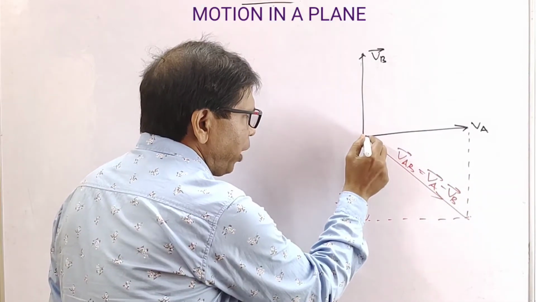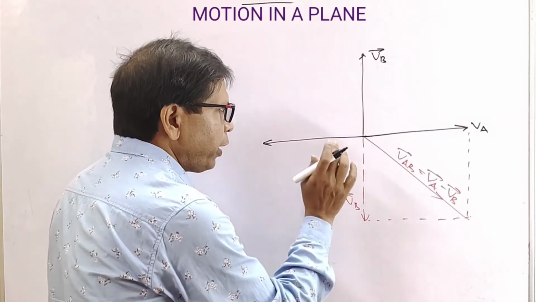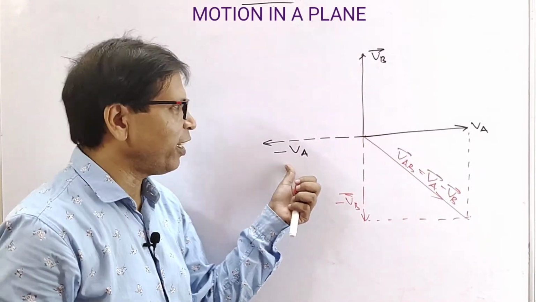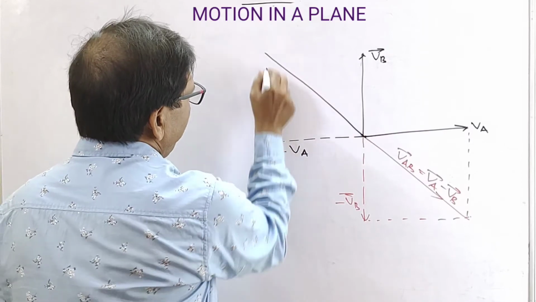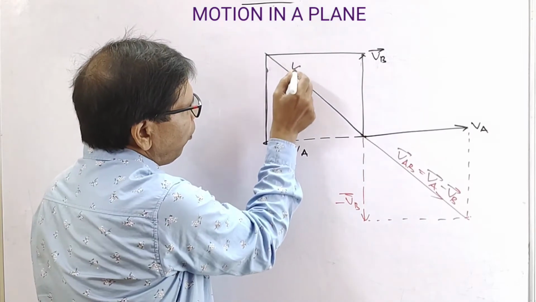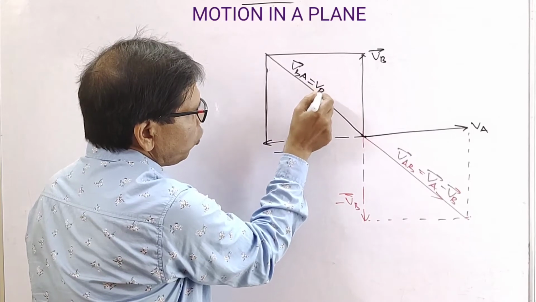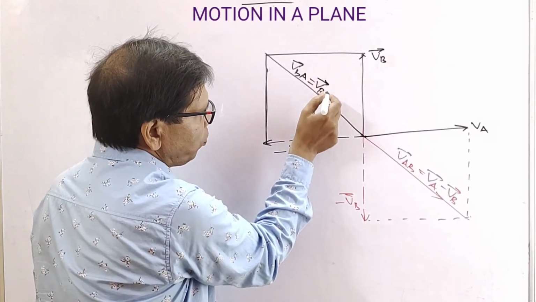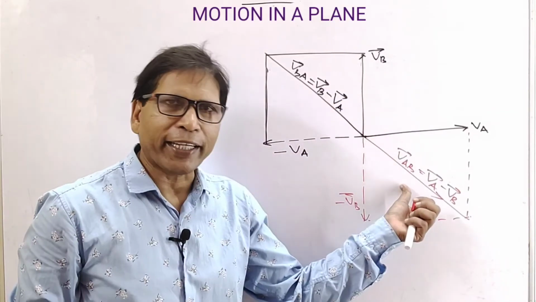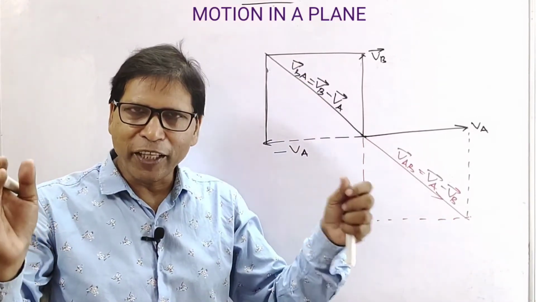Okay. Now the relative velocity of B with respect to A is obtained by producing VA in the opposite direction, minus VA. Now the resultant of minus VA and VB is the relative velocity of B with respect to A. So this is the VB vector, and this is VBA vector equal to VB vector minus VA vector. Look at this, VAB vector is opposite to VBA vector, but they have the same magnitude.